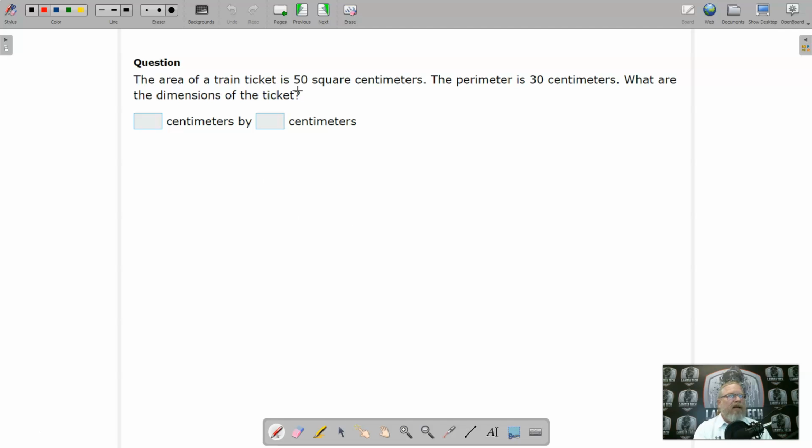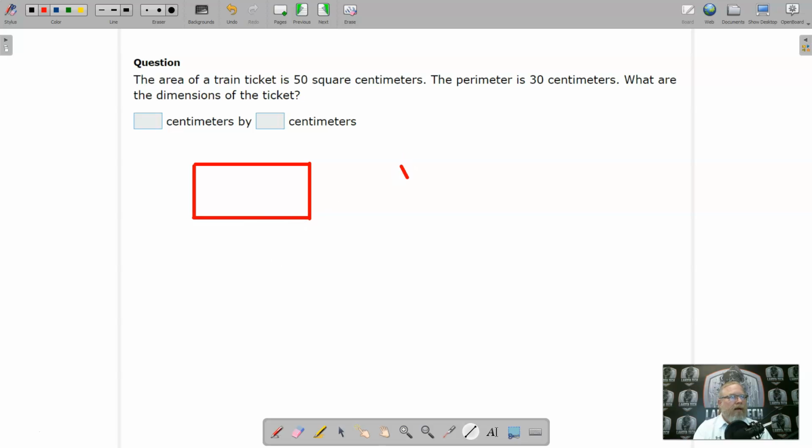The area of a train ticket is 50 square centimeters, and the perimeter is 30 centimeters. What are the dimensions of the ticket? So we have here a train ticket, and let's draw our train ticket here. We want to know what the dimensions are. In this case, we're going to have length times width to get area.